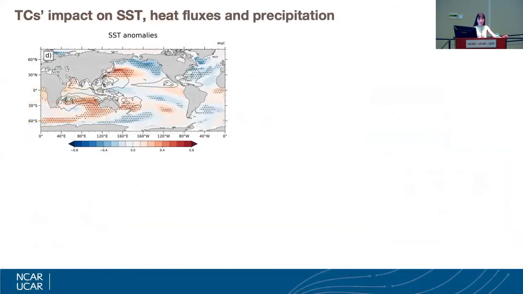So just moving on to what we found. In the last 30 years of the simulation, we found there are some significant changes of SST, first of all. So we find a warm temperature pattern in the mid-latitude around the subtropical gyres in the ocean. And there's also a warm temperature anomaly signal in the eastern equatorial Pacific.